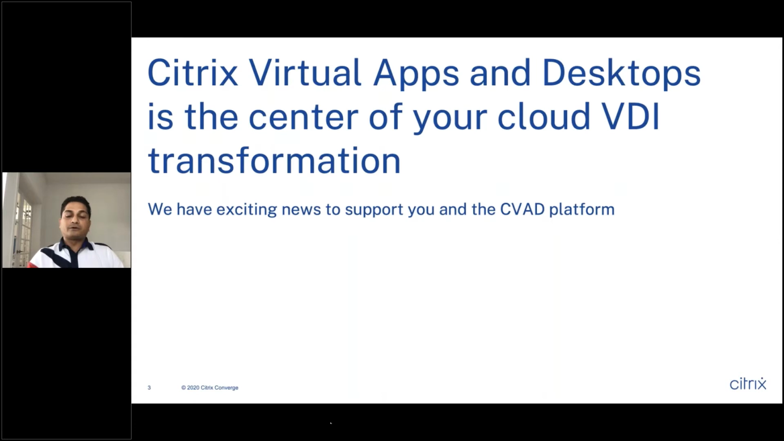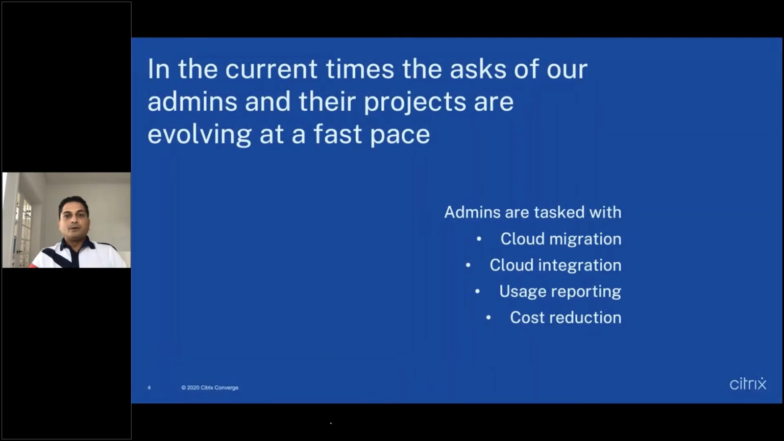So how did we progress this year? We saw that our admins, in addition to doing their day-to-day jobs, which were evolving very fast, required more admin tasks such as driving a cloud migration and having better integration. Usage reporting had to be done accurately. Finally, they had to make sure that while people moved to the cloud, they were spending in an optimized manner, which was followed by driving cost reductions.